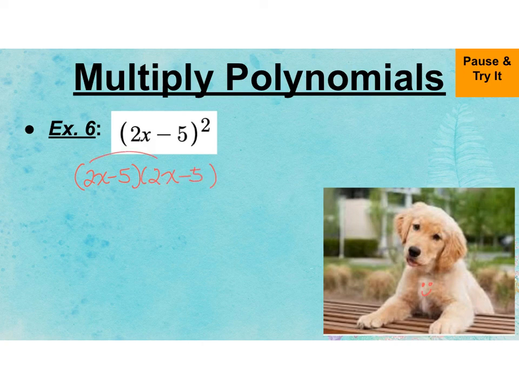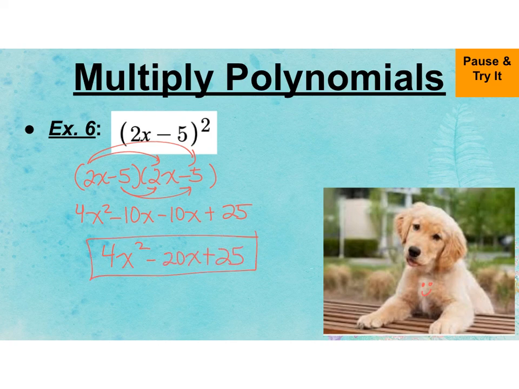So when we multiply that out, I have 2x times 2x, which is 4x squared. 2x times negative 5, which is negative 10x, negative 5 times 2x, which is negative 10x, and negative 5 times negative 5, which is 25. Combine my middle terms, and I get 4x squared minus 20x plus 25, a quadratic trinomial with a leading coefficient of 4. Good job.